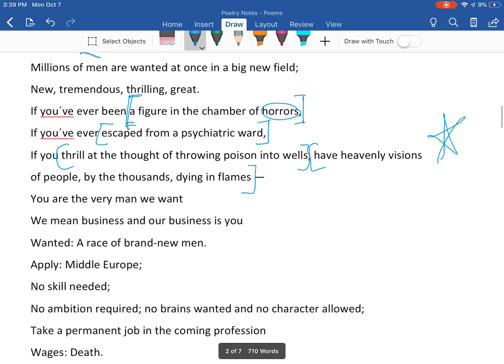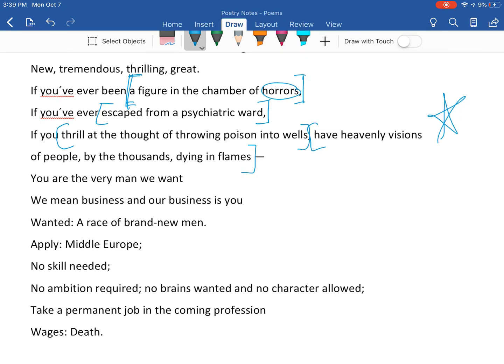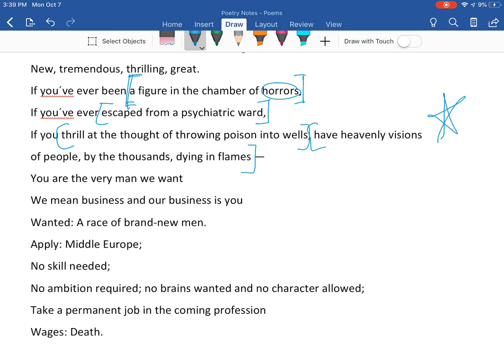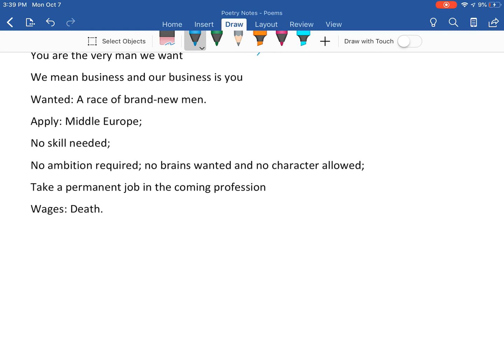But by phrasing it as an advertisement, it's achieving two purposes. One, it's mocking the people who would elect to do something like this by characterizing them with all these horrible descriptors. Okay? And then as we go down here, I think further details that no brains wanted and no character allowed are pointing out the type of people that this poet thinks are capable of doing such horrible things.